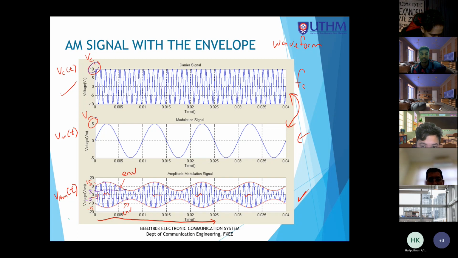Contoh tadi 0 point berapa, so dalam example ini dalam gambar ini, kalau kamu lihat untuk masa 0.02 second, envelope ini dia akan cross pada point ini dan juga point ini. So we need to know how much is the positive value and also the negative value.